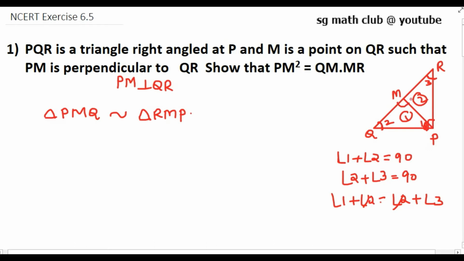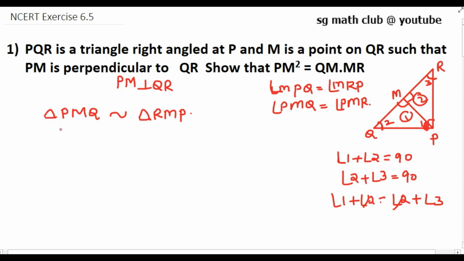Again this angle of this triangle and this angle of this triangle, since it is perpendicular, it is 90 degree. So by AA similarity criteria, these two triangles are similar. Or I can use this property also: if a perpendicular is drawn from the vertex to the hypotenuse, then the triangles formed on both sides are similar to each other. We can write PMQ is similar to MRP, and PMQ is similar to PMR. So by AA similarity criteria, these two triangles are similar.